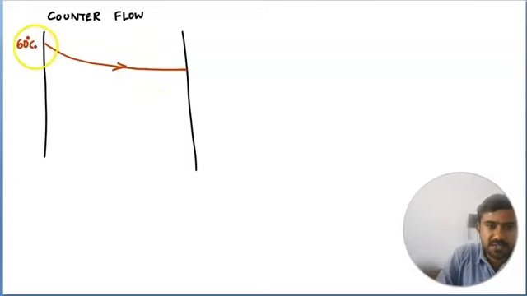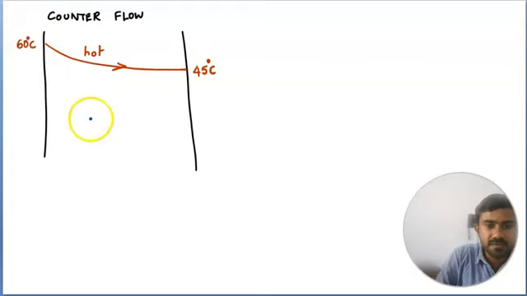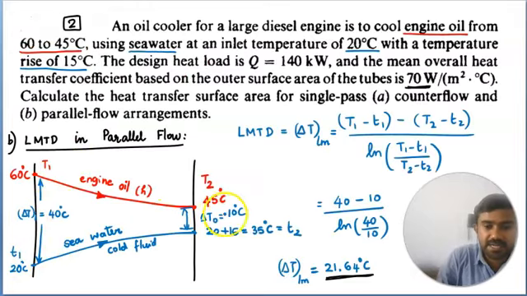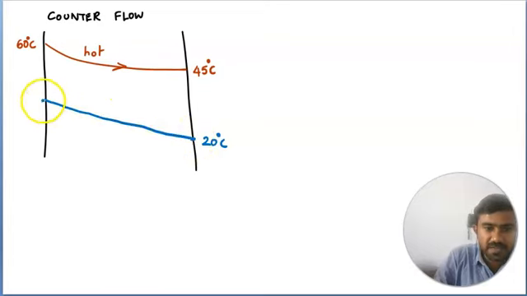The 60 degrees Celsius and 45 degrees Celsius. This is the hot fluid, oil, and the cold fluid is going the opposite direction. Cold fluid temperature starts at 20 and goes to 35. So 20 is here. In counterflow, the direction has to be changed, and 35 is below 45. So I mark some red.